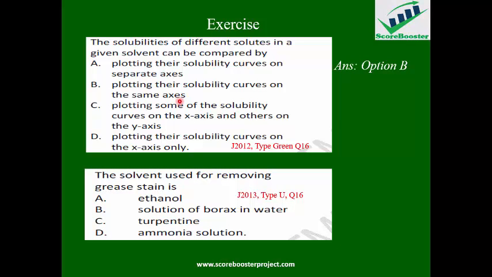The solvent used for removing grease stain is thus. In fact, this is one of our examples when we were discussing solvents on page 1 of this lecture. So ammonia solution is the answer. Stain, grease: ammonia solution is the answer. Turpentine is used to dissolve oil. Ethanol is more of a polar solvent. The ammonia is closer to grease stain than every other one. That's option D.